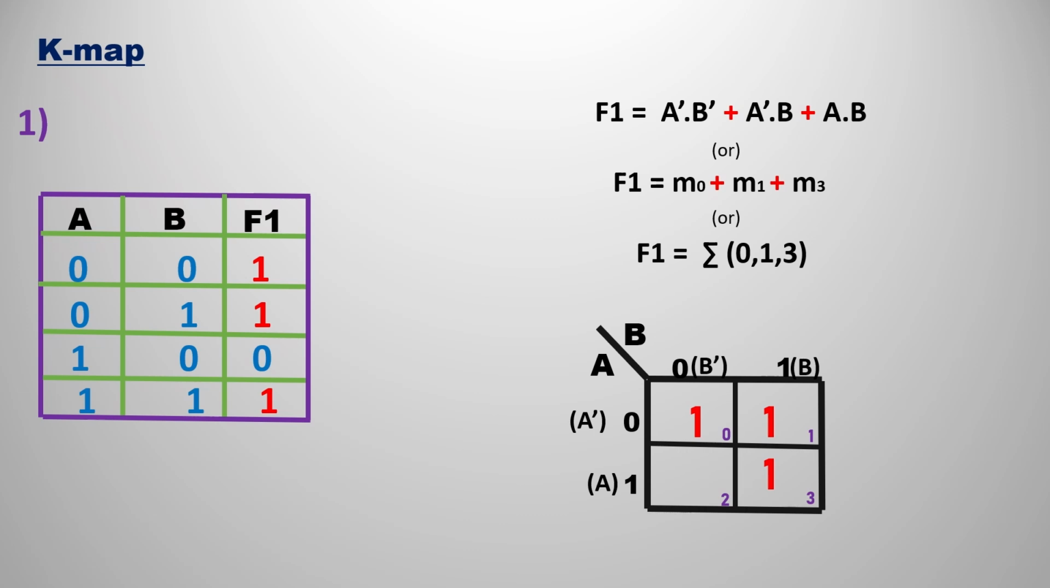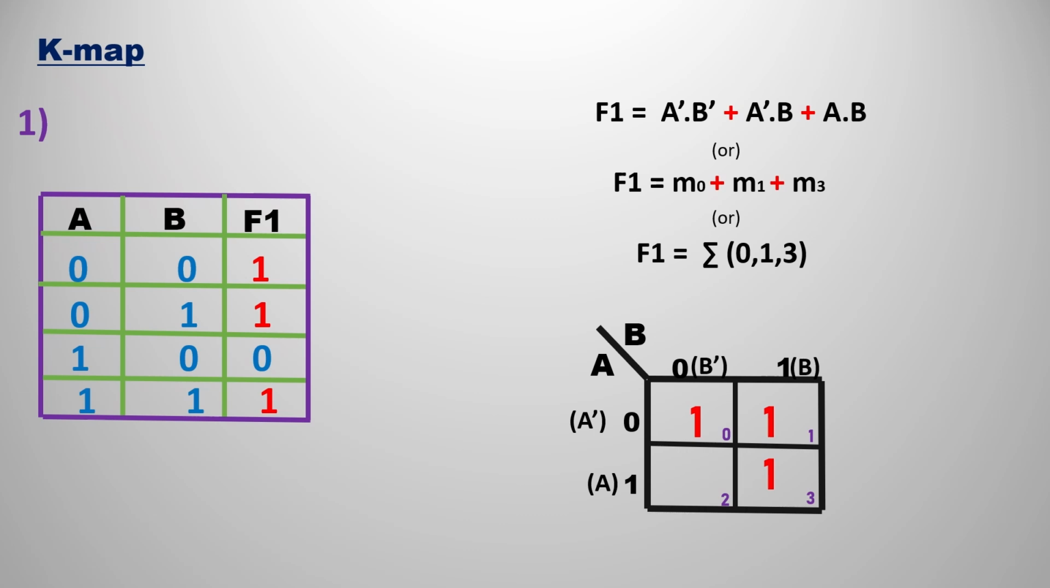Take the truth table of a problem that we have been given. The output is F1. The F1 outputs are 1 1 0 1 for the 2 variables, that is A and B. In the SOP form, we can represent the 3 ones. The first one represents A bar B bar. The second one represents A bar B. The third one represents AB.